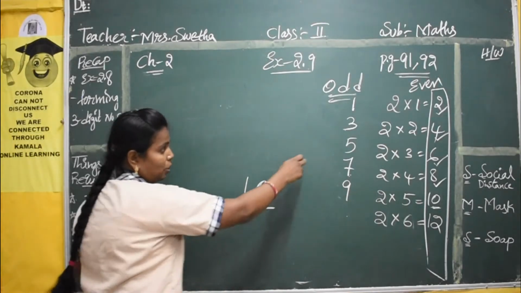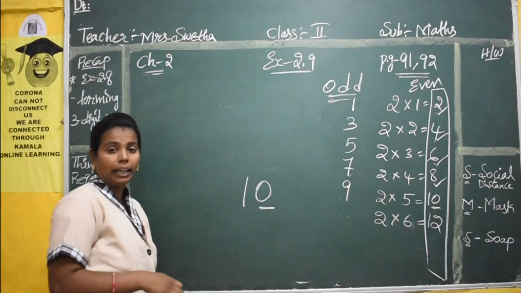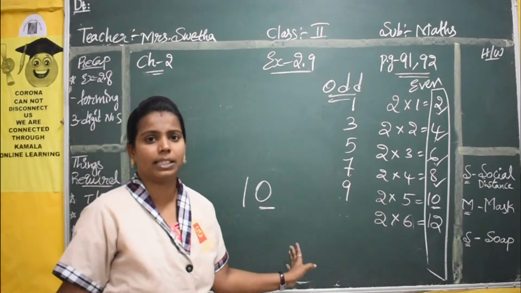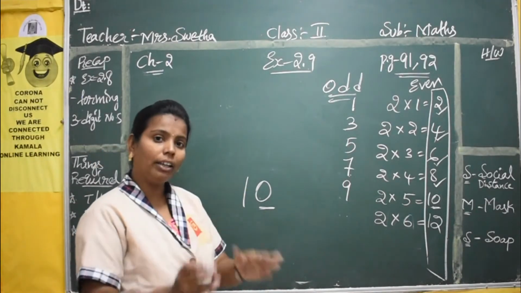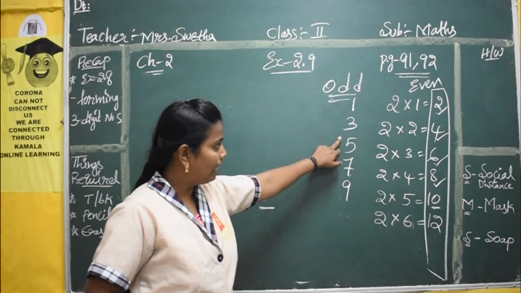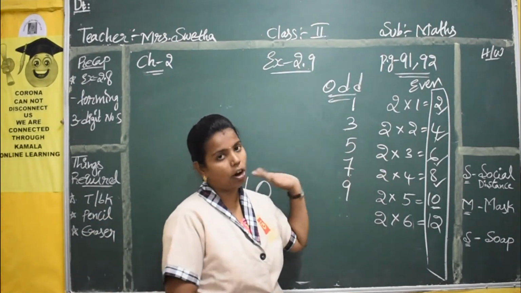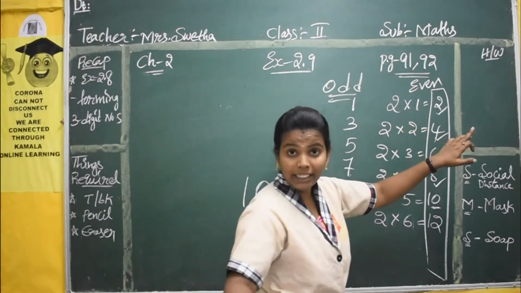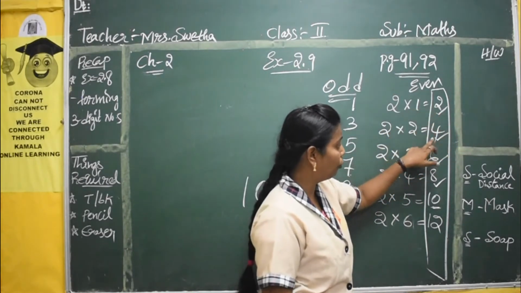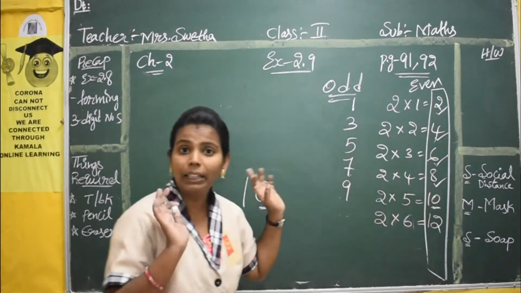Okay. So the numbers which are ending with this number. End means last. Yes. End means what? Last. So if your number ends with 1, 3, 5, 7, 9, it becomes an odd number. If your number ends with 2, 4, 6, 8, 0, it becomes an even number.